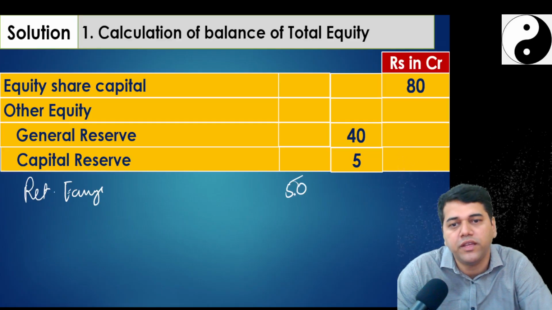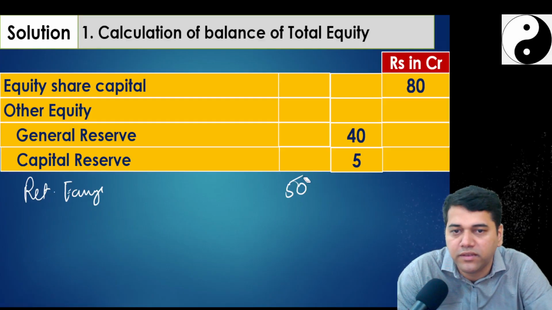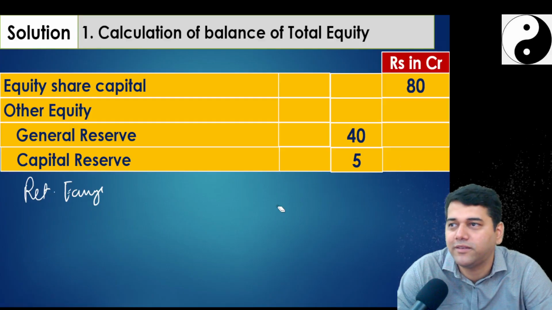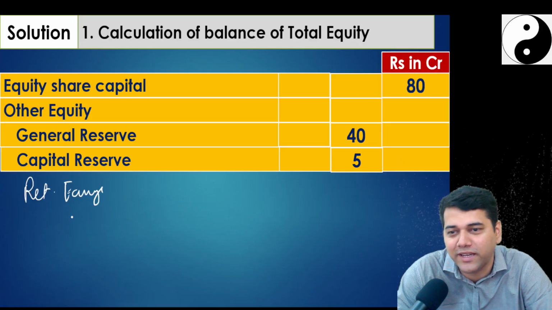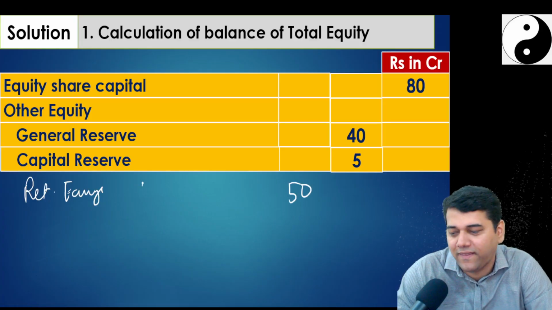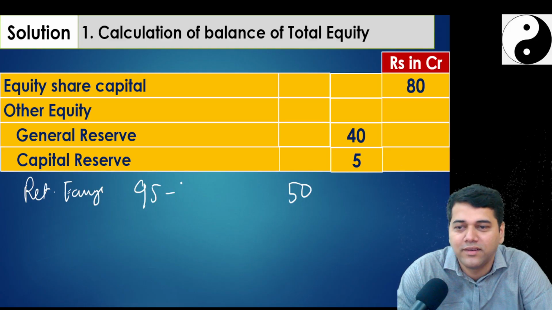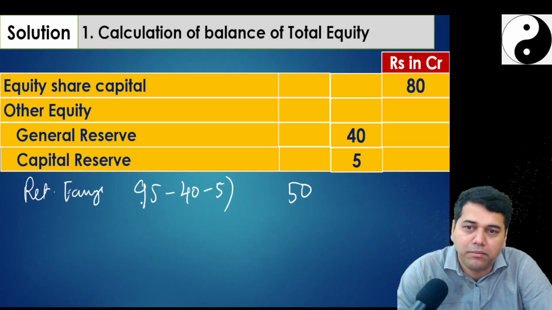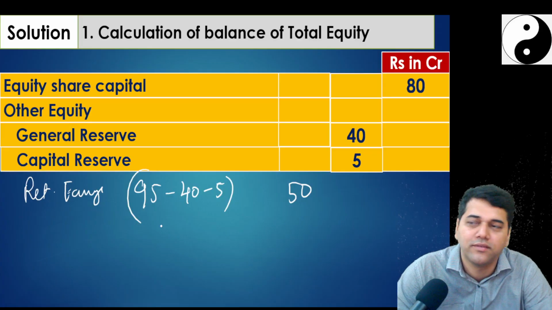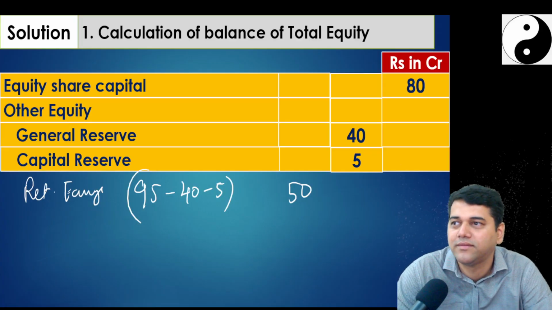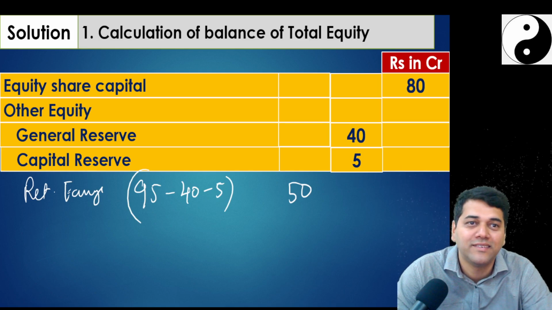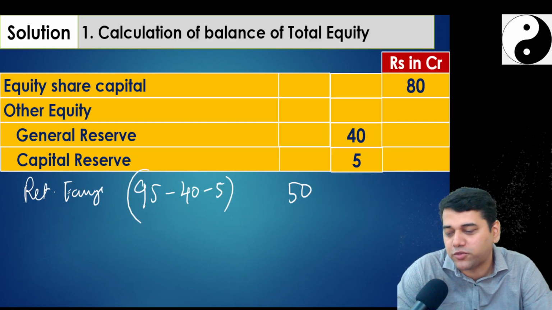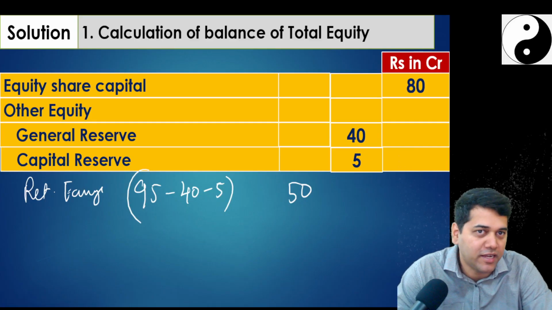How did you get 50? Can you tell me the retained earnings balance? How did I get it? I told you already, but tell me how I got it. 95 minus 40 minus 5. Clear now? See, they didn't tell that. Smart people. Now tell me, students, what adjustments are required on transition?